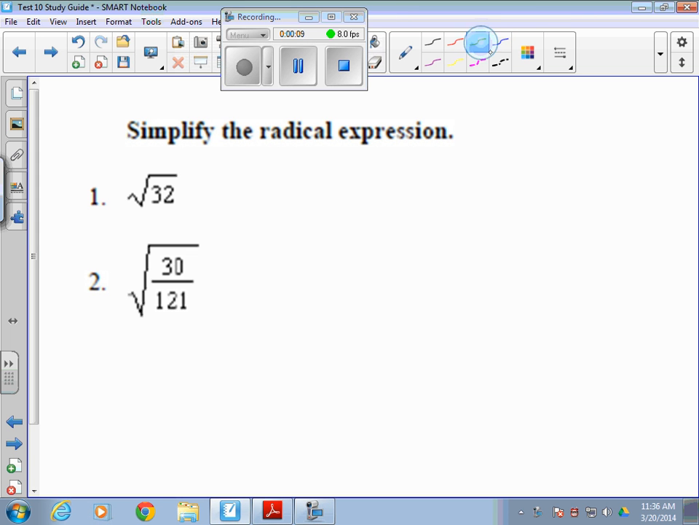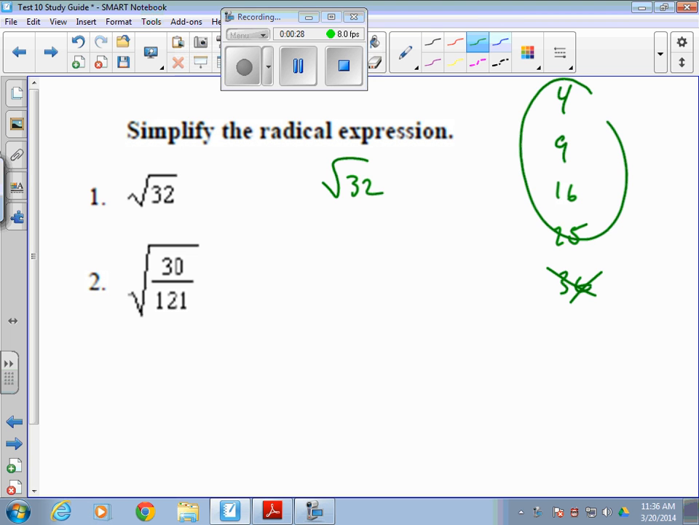You have the square root of 32. It's not a perfect square, but you have to find out what perfect squares go into it. 2 times 2, 3 times 3, 4 times 4, 5 times 5, 6 times 6, and it keeps going, but you start getting numbers bigger than 32. Which one of these numbers can you multiply by and get 32? The best one, the largest one, is 16 times 2.